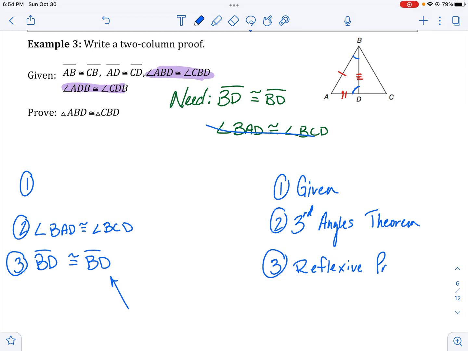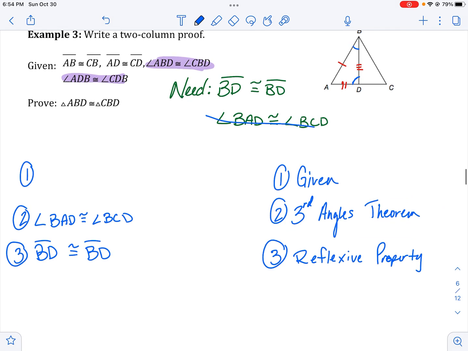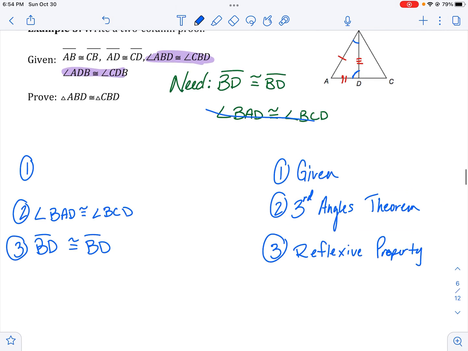So you will definitely need the reflexive, the symmetric, the transitive, and, at least in this chapter, the third angles theorem quite a bit to say that two triangles are congruent. Now I've crossed off everything on my list, which means that I have 3 congruent sides and 3 congruent angles.